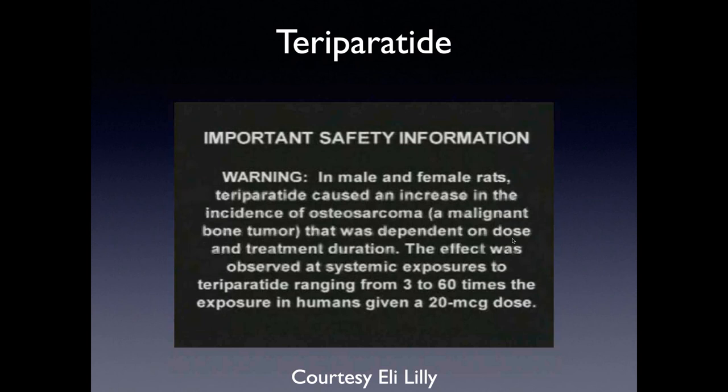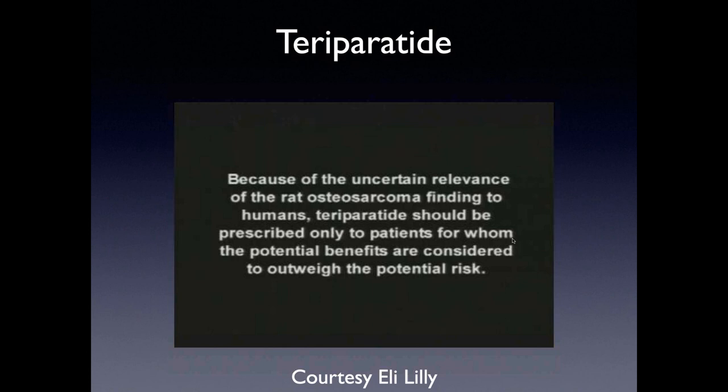In male and female rats, teriparatide caused an increase in the incidence of osteosarcoma, a malignant bone tumor that was dependent on dose and treatment duration. The effect was observed at systemic exposures to teriparatide ranging from 3 to 60 times the exposure in humans given a 20 microgram dose. Because of the uncertain relevance of the rat osteosarcoma finding to humans, teriparatide should be prescribed only to patients for whom the potential benefits are considered to outweigh the potential risk.